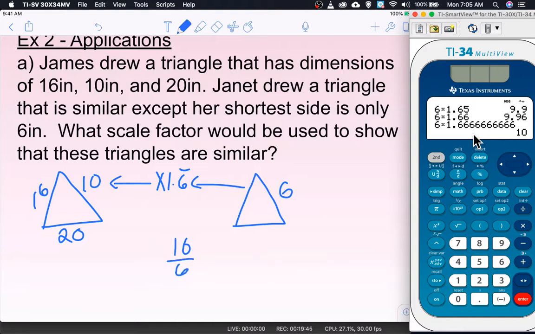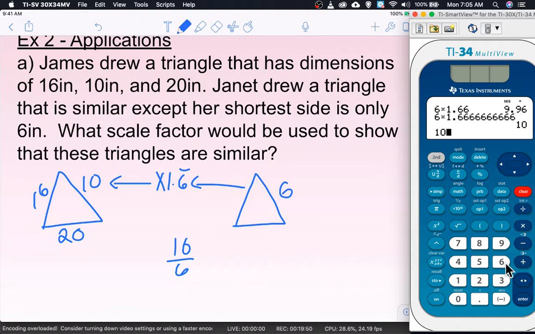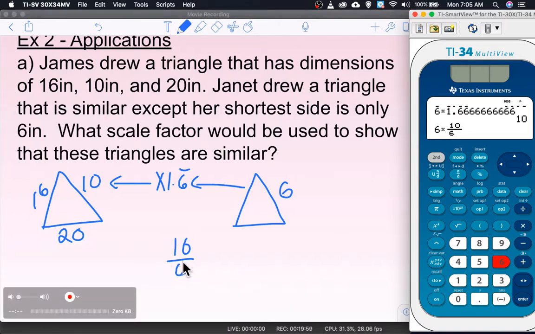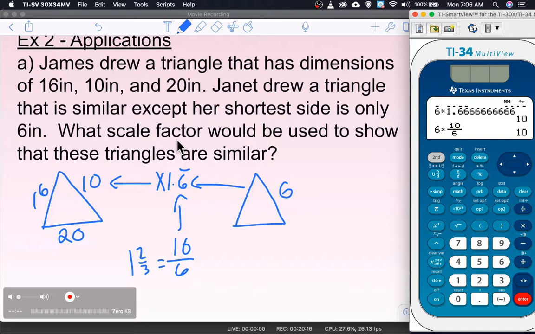10 over 6. The ratio, 10 over 6. If I take 6 times by 10 over 6, that is the ratio of these two sides. That is the scale factor. We get the same thing, which is equivalent, also 1 2/3. So the scale factor is just a ratio of the side lengths. I could take this side and times by the ratio, by the scale factor, and get that one.